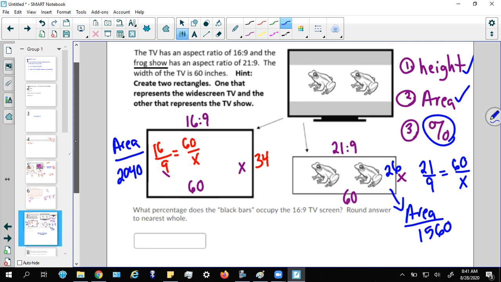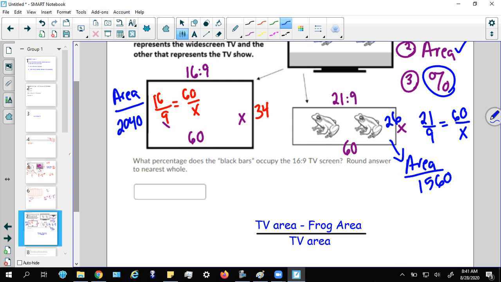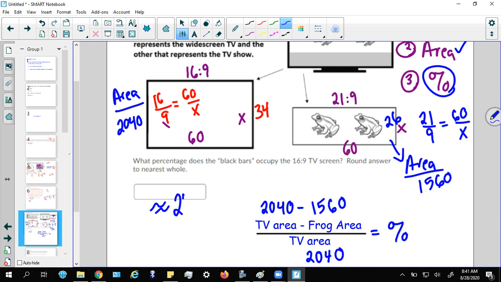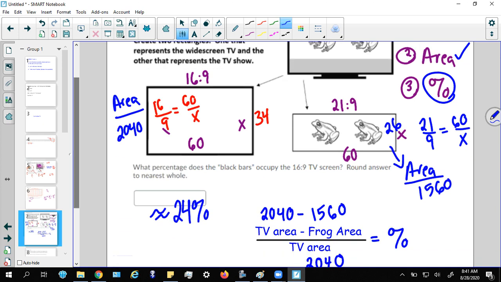Again, this is what we do. We apply this formula. To find the percentage, you apply this relationship. The TV area, which is the total area, is 2040. I'm going to subtract from that the area of the frog show, which is 1560, and then divide by 2040. So 2040 minus 1560, divided by 2040, gives, I'm going to round here, roughly 24%. So 24% of the TV screen makes up the black bars.